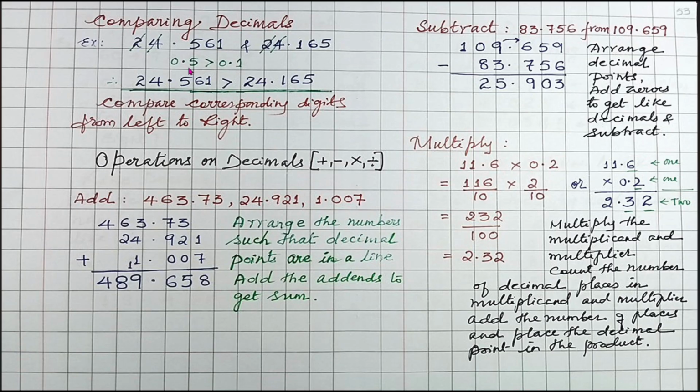Now, comparing decimals. If you are given 2 decimals and asked to compare, let us take an example: 24.561 and 24.165. Start comparing the digits from left to right. 2 is there, 2 is there, so we cannot tell which is greater or smaller. 4 is there, 4 is there, still we are not clear which is greater and which is smaller. So the whole part does not help us here. Go to the decimal part, 0.5 and 0.1. Definitely 0.5 is greater than 0.1, and therefore 24.561 is greater than 24.165. So compare the corresponding digits from left to right, and by that we can know which is greater and which is smaller.